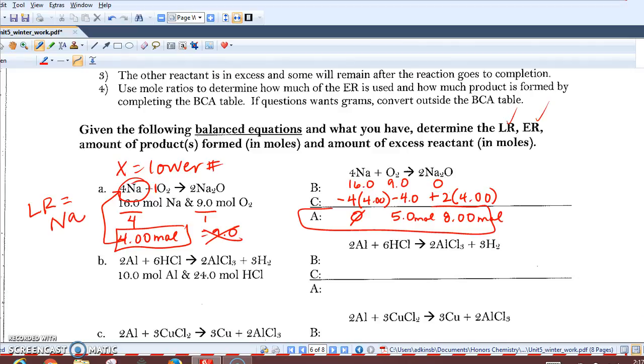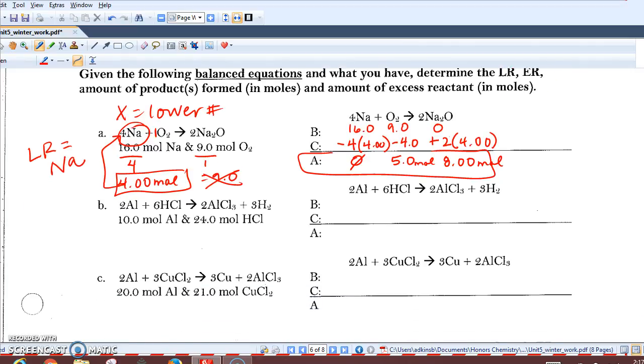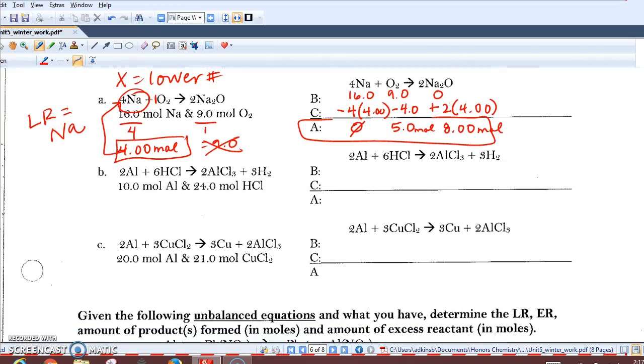All right, we have time for one more, and then I'll let you try them. So let's look at B. So remember our strategy, we're going to take our given and divide it by the coefficient. So we get 5.00 there. We're going to take our given, divide it by the coefficient. We get 4.00 there. We take the lower numbers. We cross this one out so we're not tempted to use it. That means that's our x. The one that gave us our smallest x is our limiting reactant. So the limiting reactant is HCl.